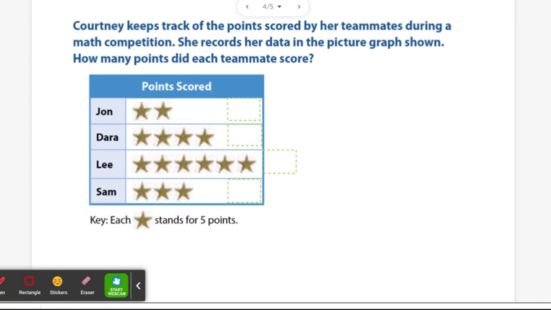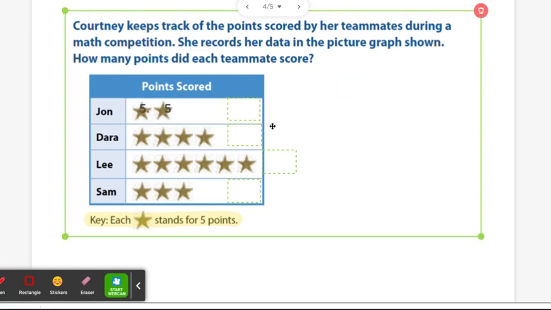Courtney keeps track of the points scored by her teammates during a math competition. She records her data in a picture graph showing how many points did each teammate score. Again, they have to come down and look at the key so that they know what number to write on each star or each symbol. I'm just going to use this, and students use this all the time. They're good at it. They know how to do it. See how the number stays on there?